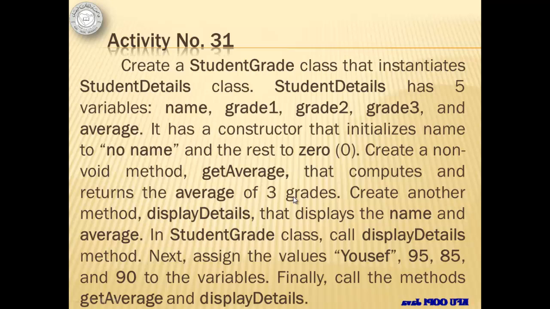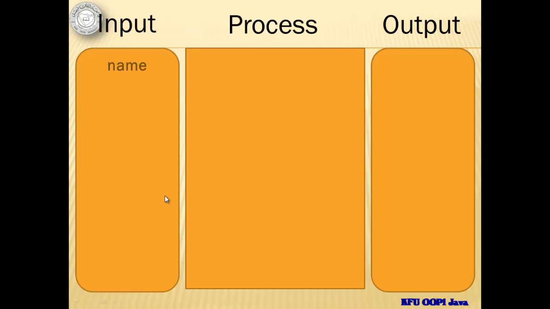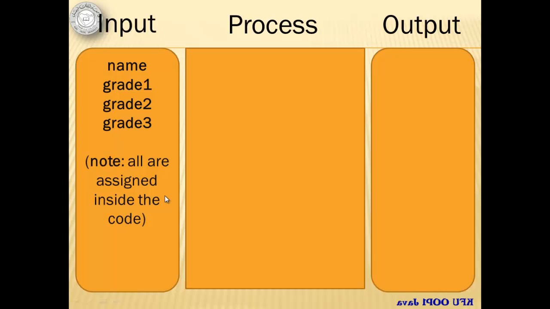In student grade class, we will call display_details method. Then, we will assign the values USEP, 95, 85, and 90 to the variables. Finally, we will call the methods getAverage and display_details. We will have 4 inputs, but none of them will be provided by the user, as all of them will be assigned inside the code.